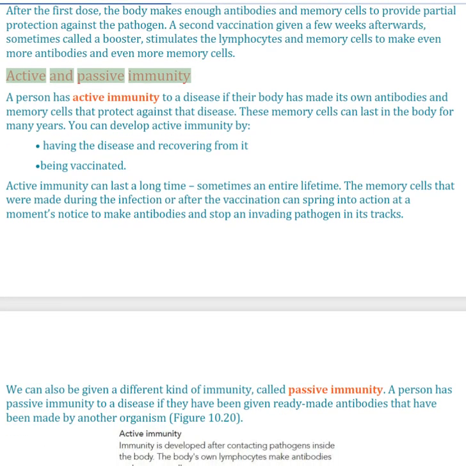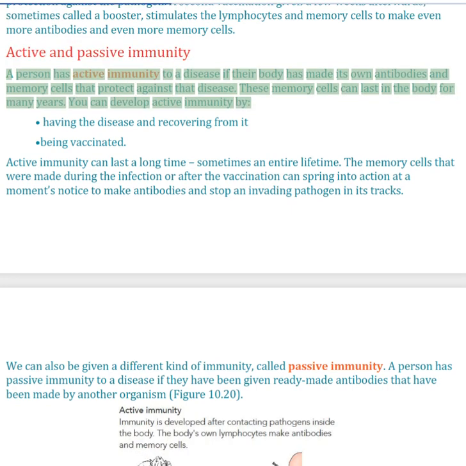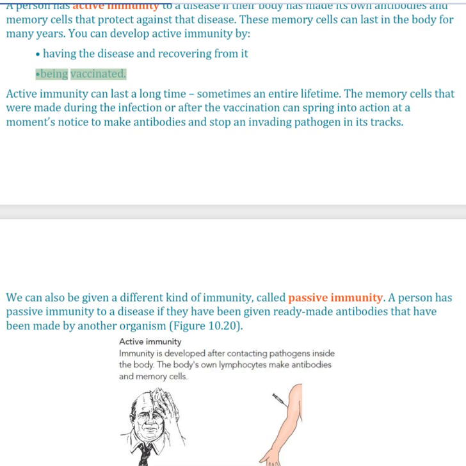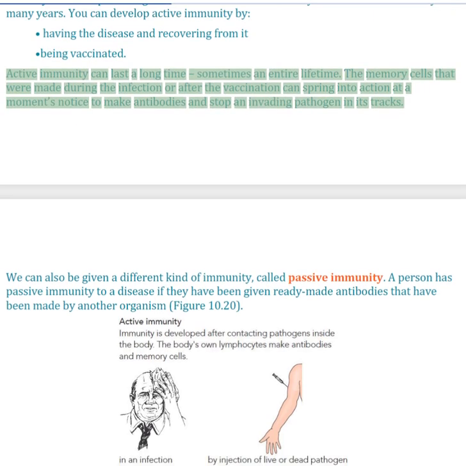Active and passive immunity. A person has active immunity to a disease if their body has made its own antibodies and memory cells that protect against that disease. These memory cells can last in the body for many years. You can develop active immunity by having the disease and recovering from it, or by being vaccinated. Active immunity can last a long time, sometimes an entire lifetime. The memory cells that were made during the infection or after the vaccination can spring into action at a moment's notice to make antibodies and stop an invading pathogen in its tracks.